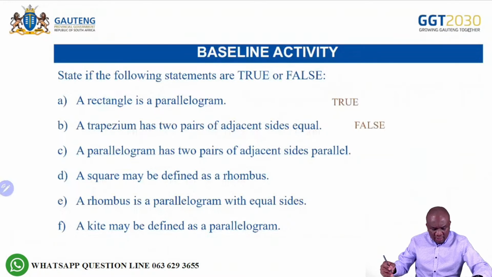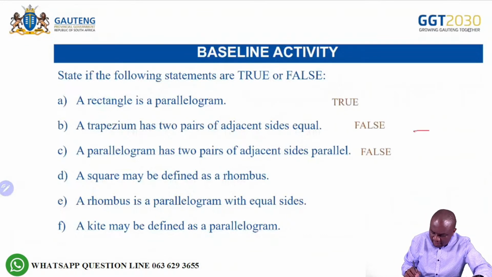Okay? Right, a parallelogram is two pairs of adjacent sides parallel. You may be tempted to say true here, but it's actually false. Okay, adjacent side means what? Adjacent sides share a common vertex.